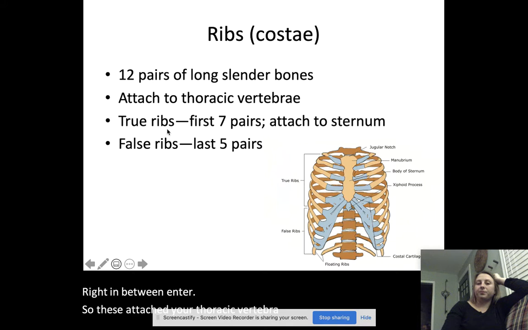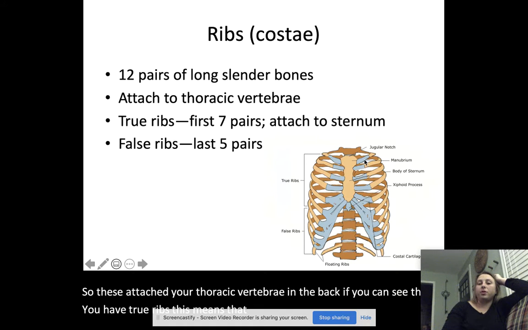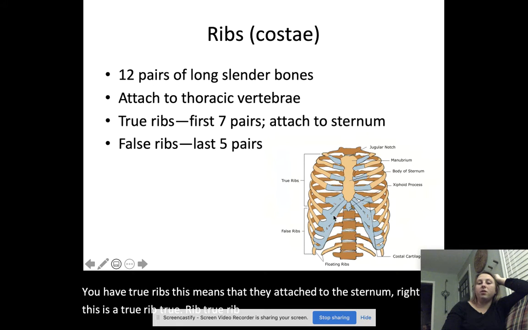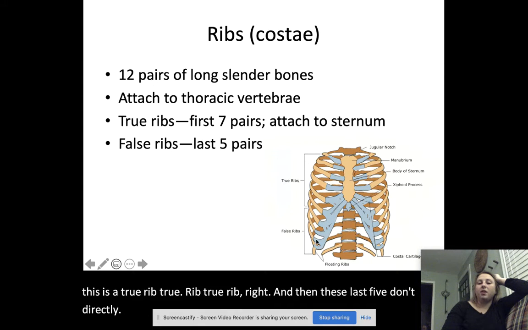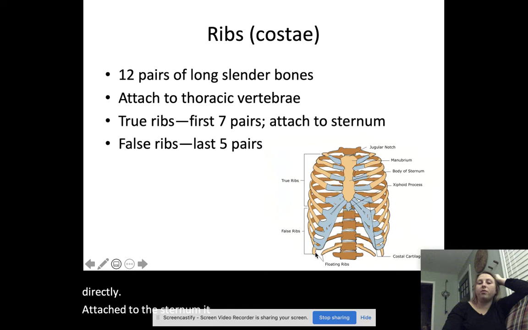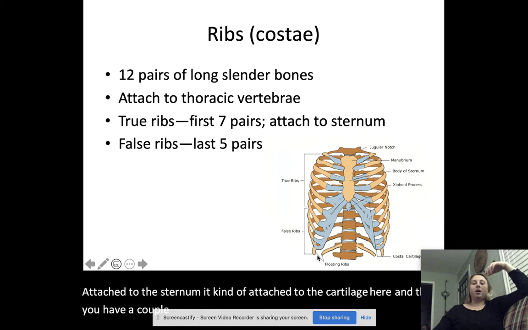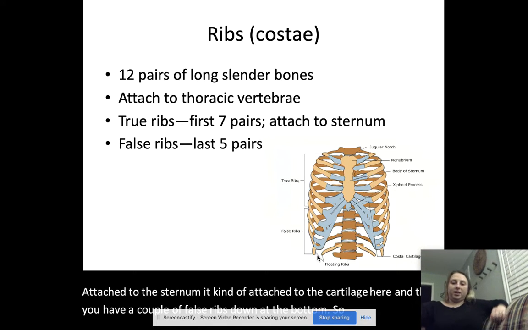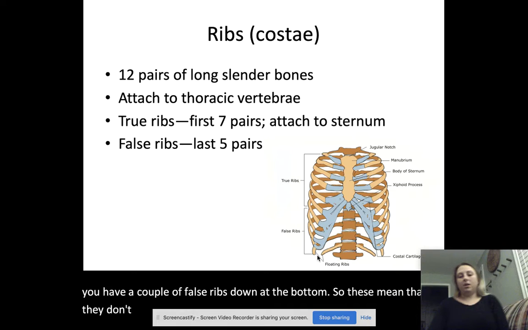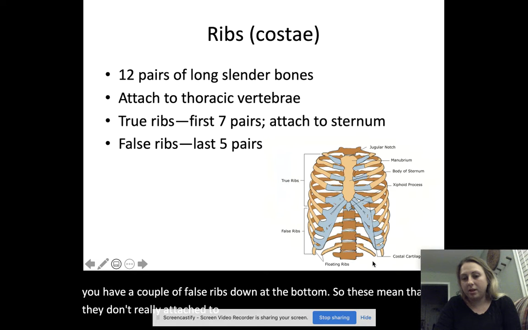So these attach to your thoracic vertebra in the back, if you can see there. Now, you have true ribs. This means that they attach to the sternum, right? So this is a true rib, true rib, true rib, true rib, true rib, right? And then these last 5 don't directly attach to the sternum. They kind of attach to the cartilage here. And then you have a couple of false ribs down at the bottom. So these mean that they don't really attach to anything. Notice how these ribs down here aren't really attached to anything.